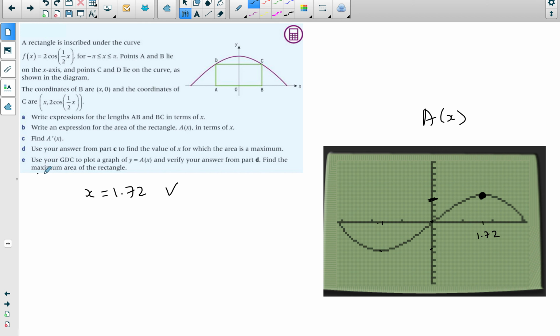And be careful, the question wants the maximum area of the rectangle. So I then substitute it in the original. And once we put it in there, it's going to give me 4.49. It's in units squared. So that's kind of how you'd answer this question.